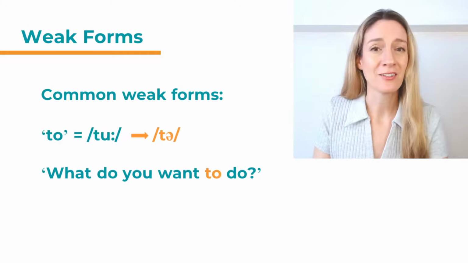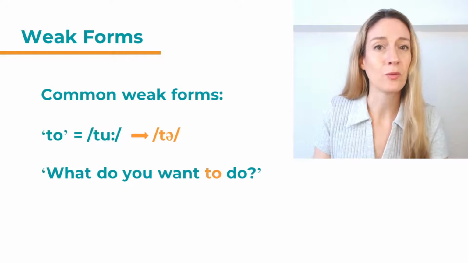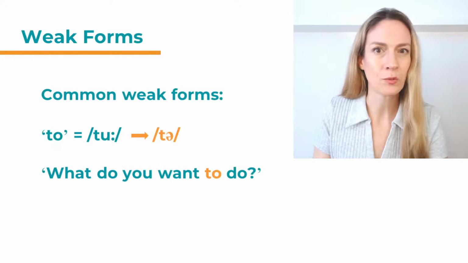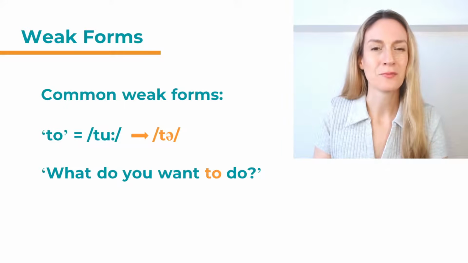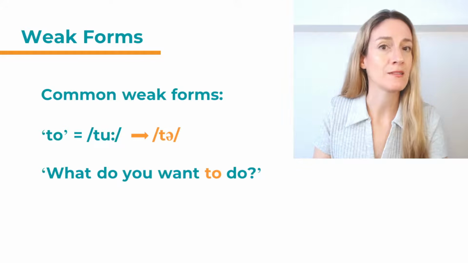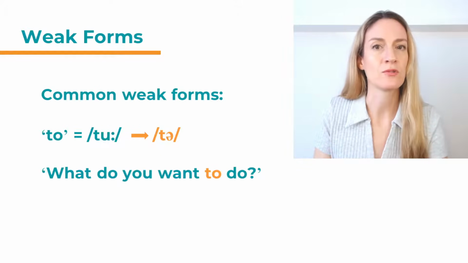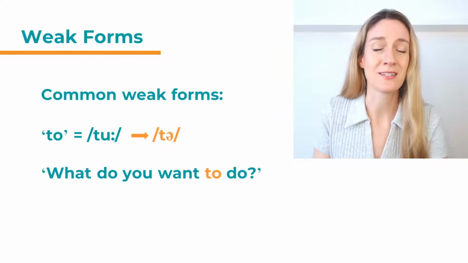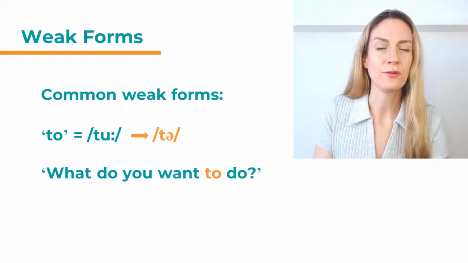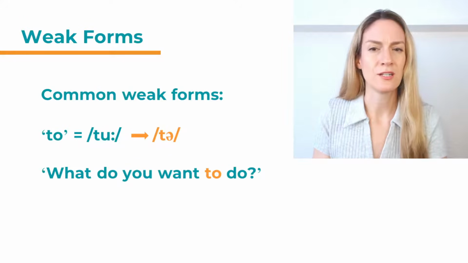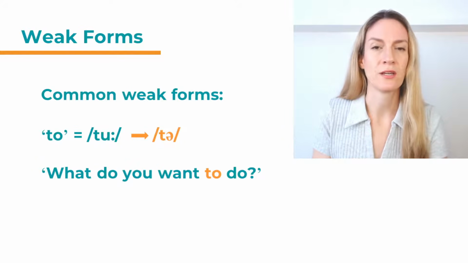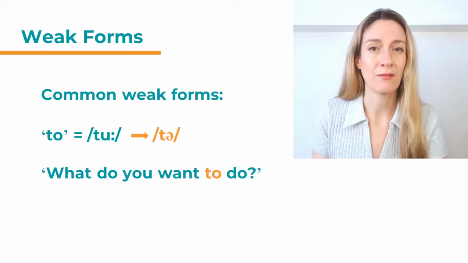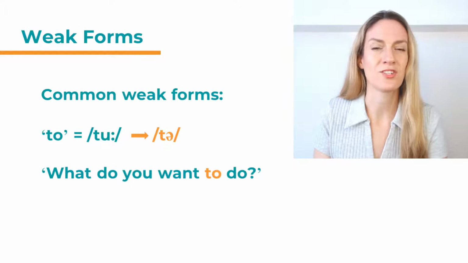Let's have a look at another common weak form with the word to, an incredibly common word in English. So to on its own in the full form contains a long u sound, but again in its weak form it will be reduced to "t" and it contains a schwa. Have a look at the example sentence. It's the same as before. What you want to do, it's not "to do", it's "to do". So here we have a weak form of the word to, and it contains just a very short schwa.